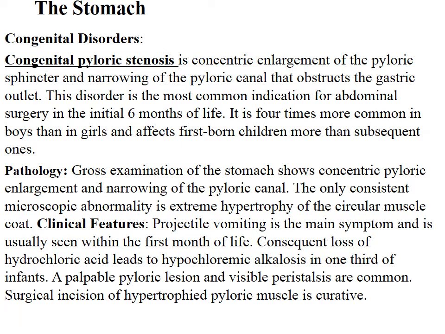When we cut this area and examine it, we see only hypertrophy of the muscle in this part of the stomach, the pylorus. Clinically, there is a special type of vomiting, which we call projectile vomiting. Usually when someone vomits it falls on their clothes, but here it is like a fountain, the vomitus goes far. The main symptom is usually seen within the first month of life in a child, in the first few months of age. We notice loss of hydrochloric acid, and we get hypochloremic alkalosis in 1/3 of infants.